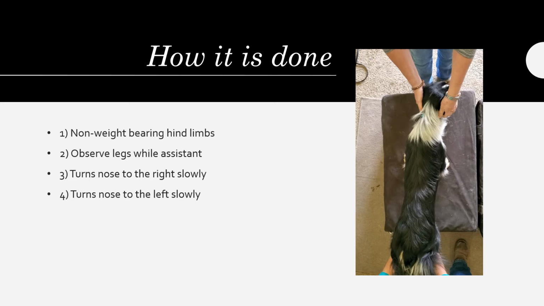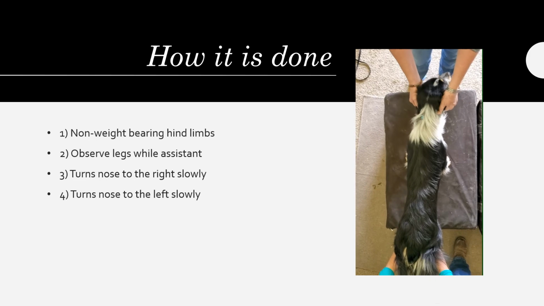The first thing that we do is make the hind limbs non-weight bearing, which means we pick them up off of the ground. In this case, we use a small table so the animal's a little higher off the ground, and then pick the legs up. Then we'll turn the nose slowly to the right and then slowly to the left while we observe what goes on in the back end.